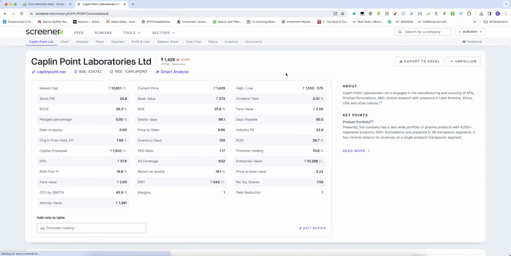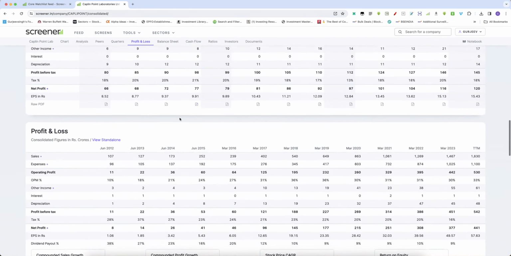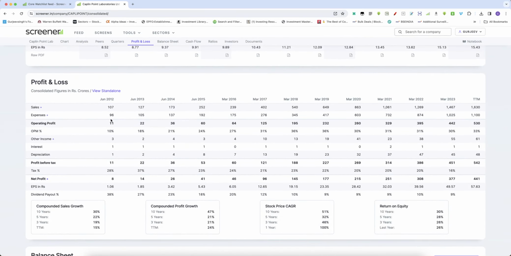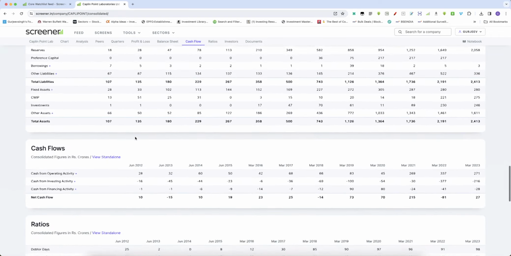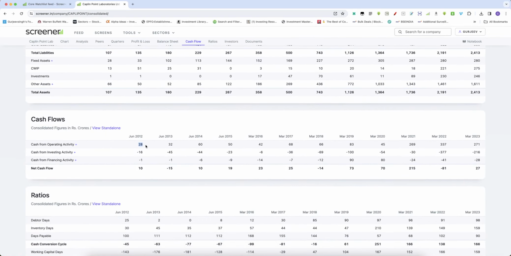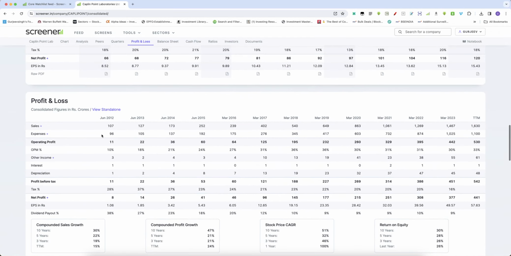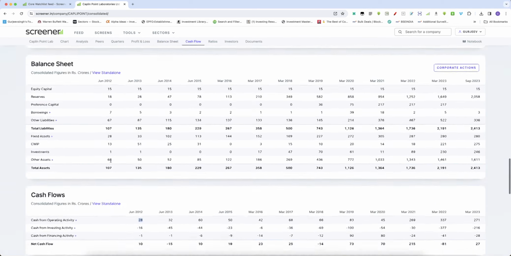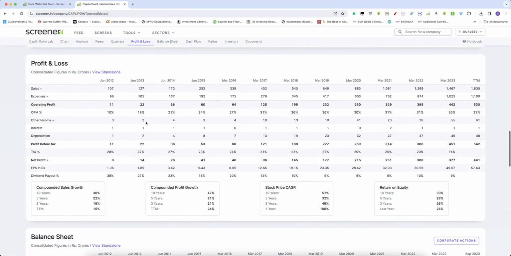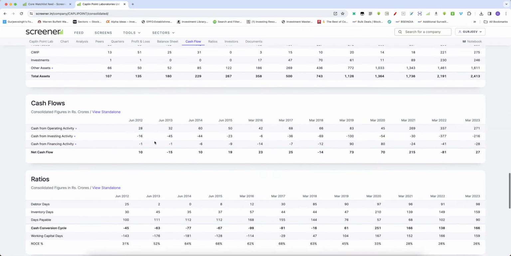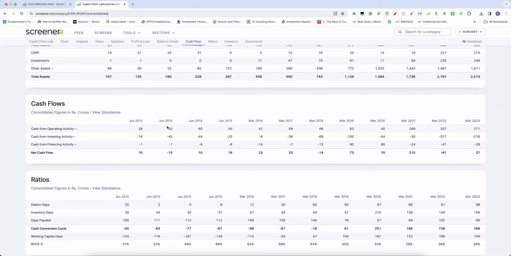Kaplan Point. Way back in 2012, I think the operating profit was 11 crores, cash flow was 28 crores, double the operating profit. Now I'm just comparing operating profit to the cash flows. The basic operating profit of the business, because depreciation and interest is still not accounted for. Then what happened? The operating profit is 22 crores, the cash flow is 32 crores.